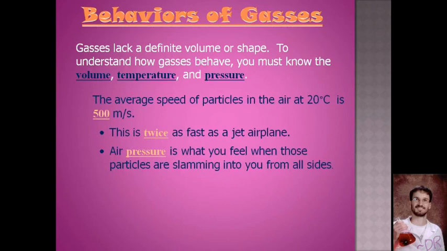The average speed of particles of air, remember, air is a homogeneous mixture of a whole bunch of different gases. There's oxygen gas, nitrogen gas, carbon dioxide, there's water vapor, there's a whole bunch of molecules floating around in the substance we call air. But the average speed of the particles in the air is 500 meters per second.